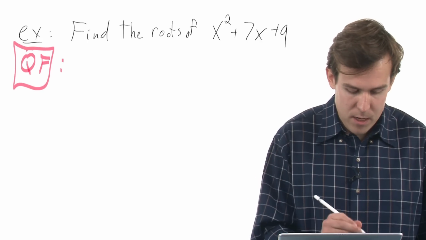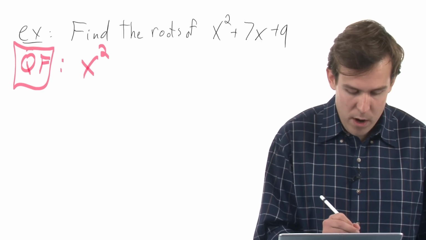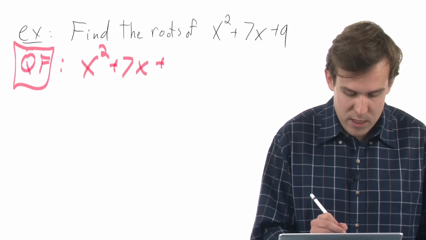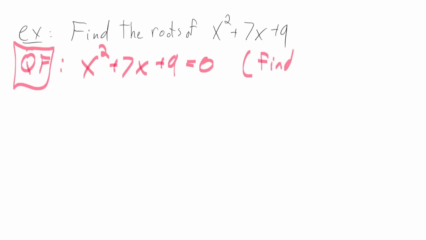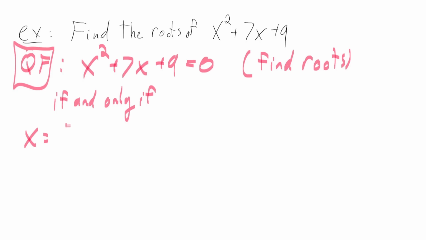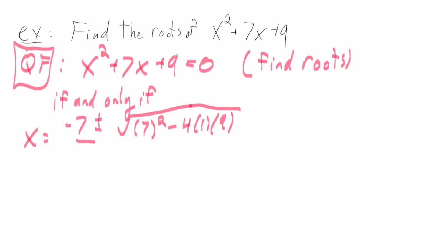So what does that tell me? It tells me that x squared plus 7x plus 9 equals 0, right? This is what it means to find the roots. If and only if what? x is equal to negative 7 plus or minus the square root of 7 squared minus 4 times 1 times 9, divided by 2 times 1.